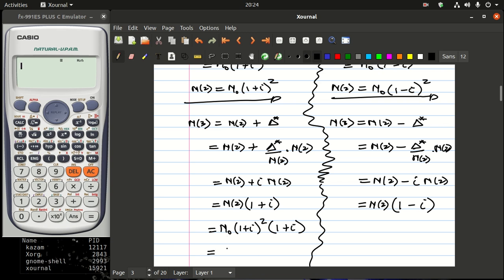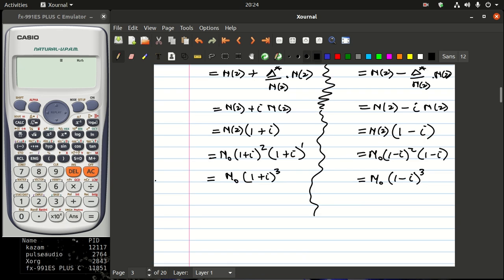And now you can see that we end up having N naught. This and that is the same. When multiplying powers of the same base, you add the exponents. So we'll end up having 1 plus I raised to 3. And here we'll end up having N naught into 1 minus I raised to 2, and then I multiply by 1 minus I, and this is going to be N naught into 1 minus I raised to 3. So this simply means that whenever you have N of 3 in growth, you're always going to have that, and whenever you have N of 3 in decay, you're always going to have that.